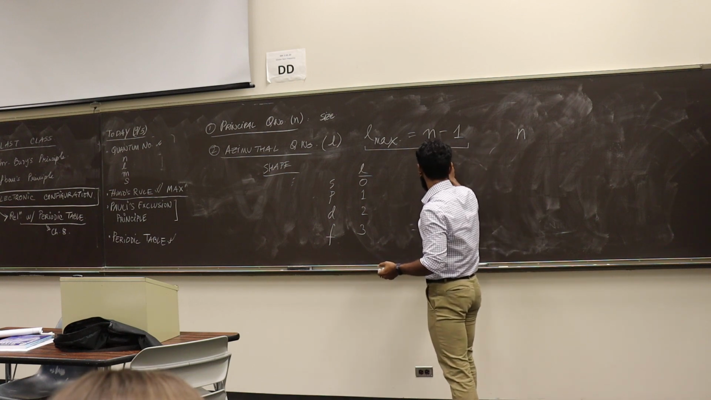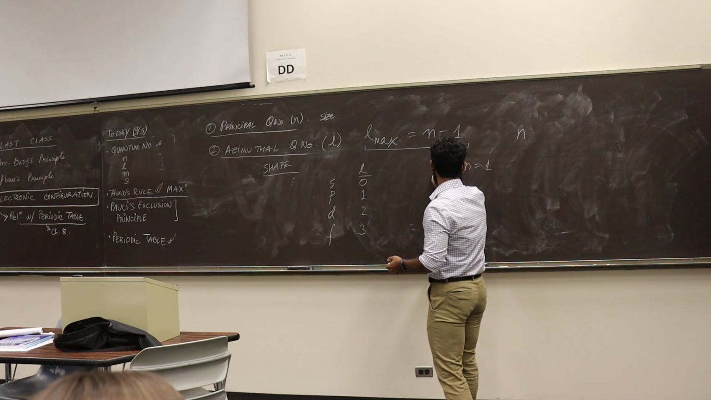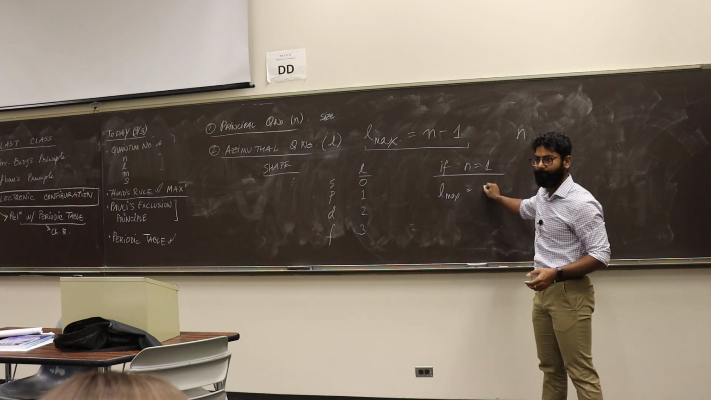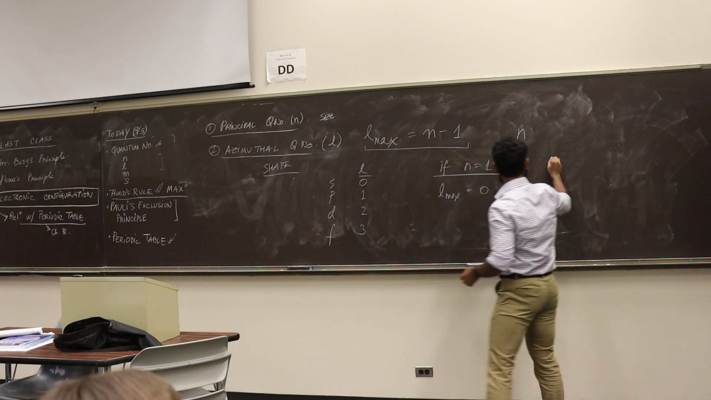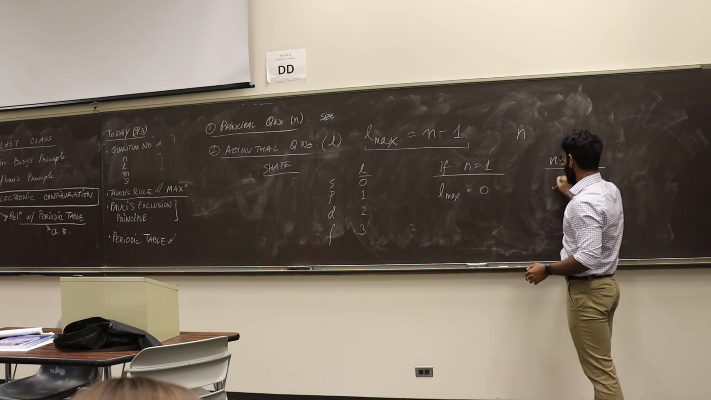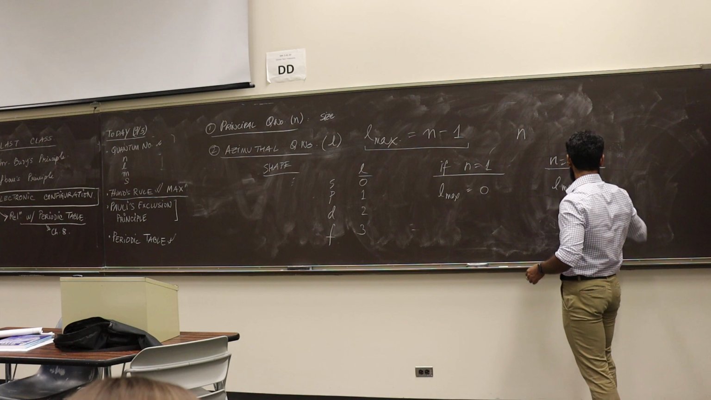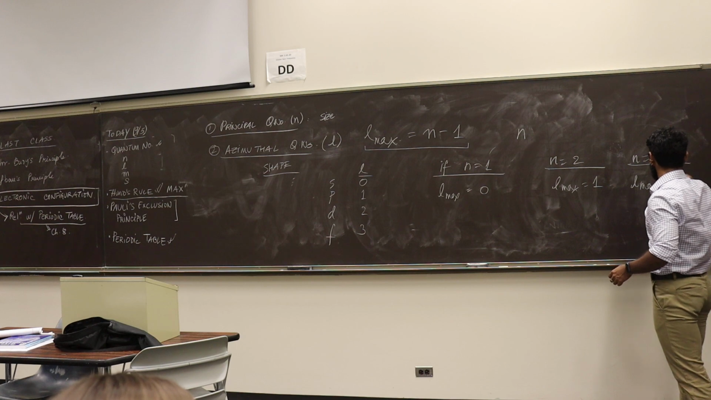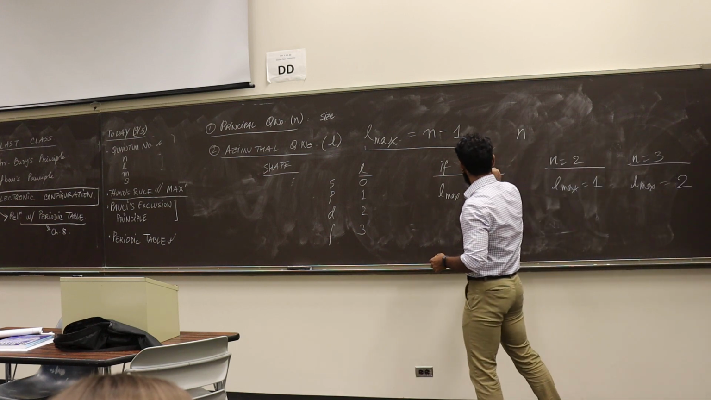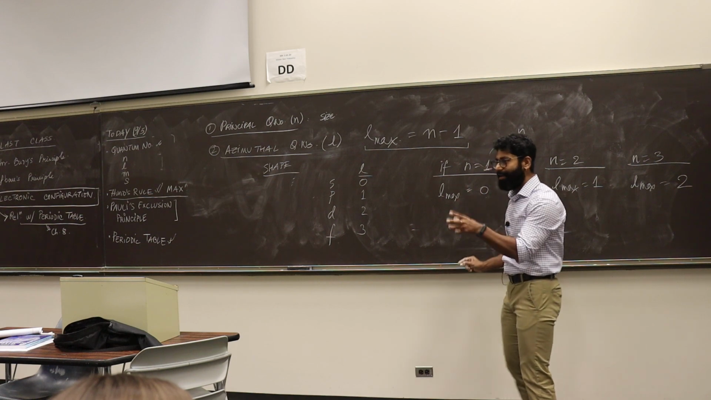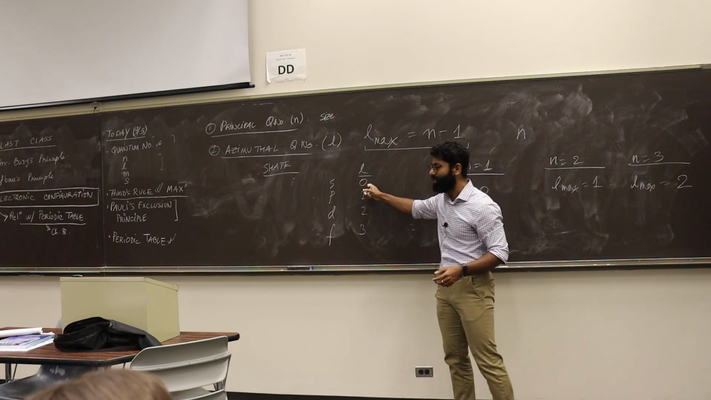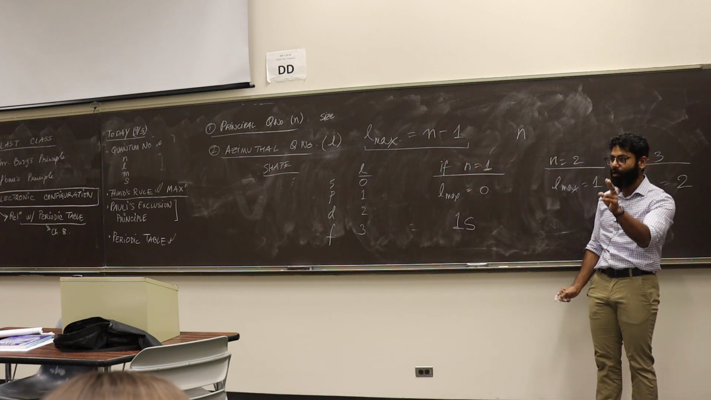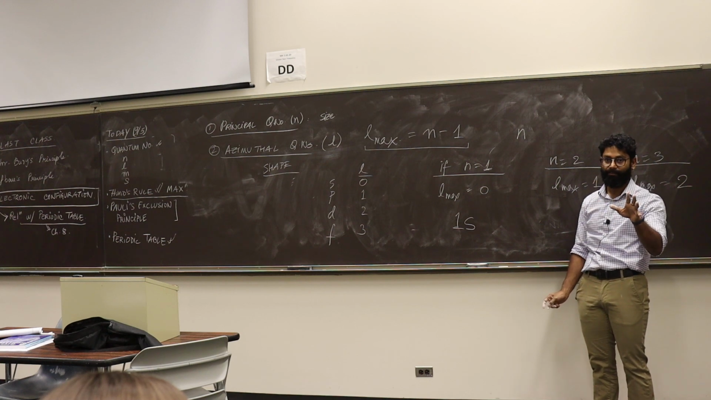So for example, if N equals 1, then L max is how much? 0. If N is equal to 2, L max is 1. And if N equals 3, then L max equals 2. This means N equals 1 will only have an orbital that has L equals 0. That means you can only have one S and no P's or D's or F's.